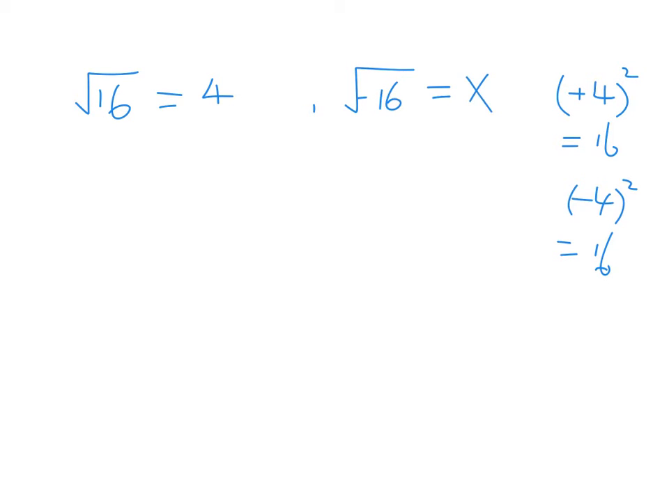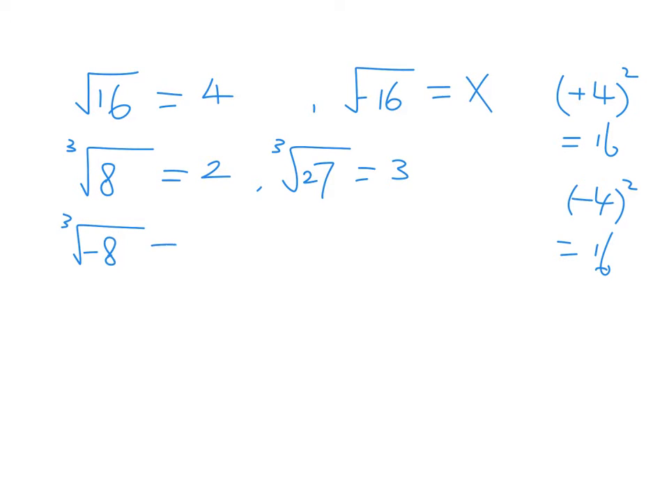So, more example, 8 cube root equal to 2 because 2 to the power 3 is 8, or 27 cube root 3, or negative 8 cube root. This time we have answer because negative 2 to power 3 is negative 8. Also, for negative 27, it's negative 3.